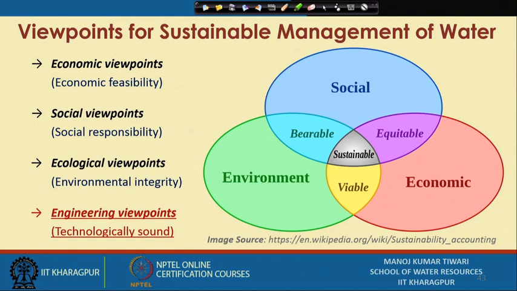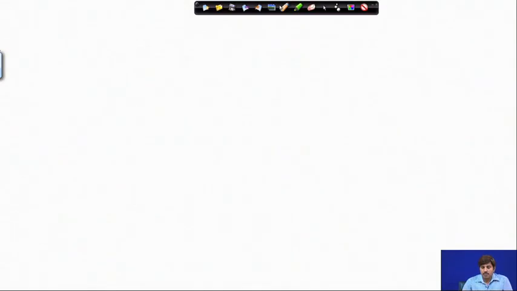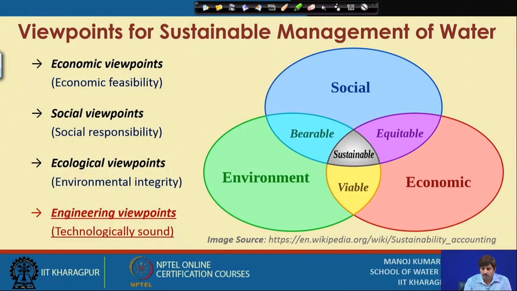Now, it is interesting that if you see these overlaps over here, the social and environmental overlap is bearable, whereas the social and economic overlap is equitable. The environment and economic overlap is viable, while if it falls under all three pillars, then only it is sustainable, the central part of sustainability which you can see from this point.